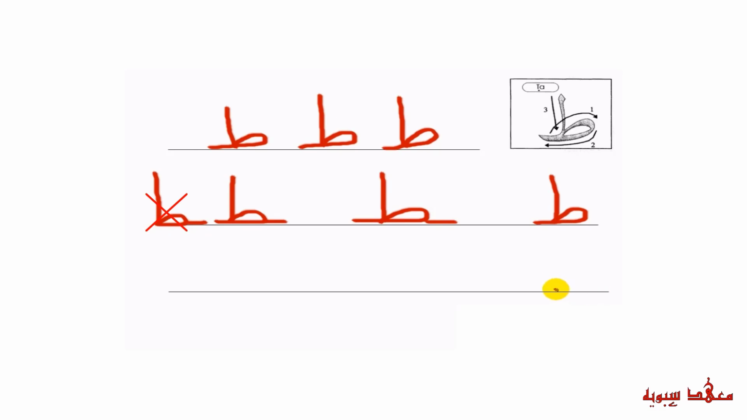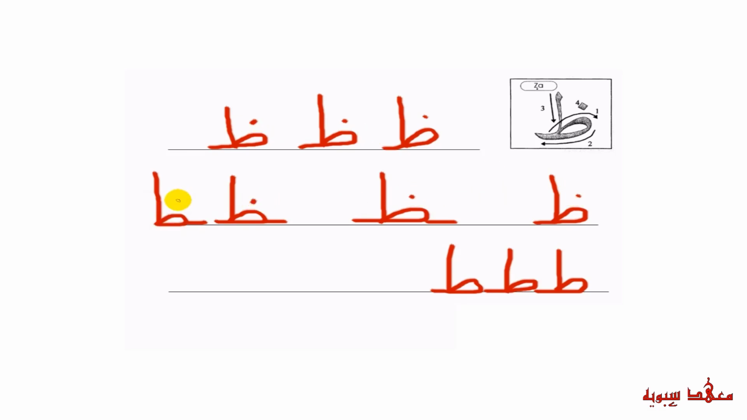Let's write the Thaa one after the other. So it's one Thaa, two Thaa, and three Thaa. So three Thaas. That's how three Thaas are joined together. Now with the Dhaa, it's the same thing, except for the dot. So the dot is put there. That's incorrect anyway, so we'll just cross that out. And dot, dot, dot.